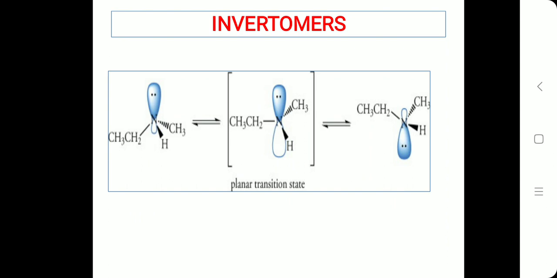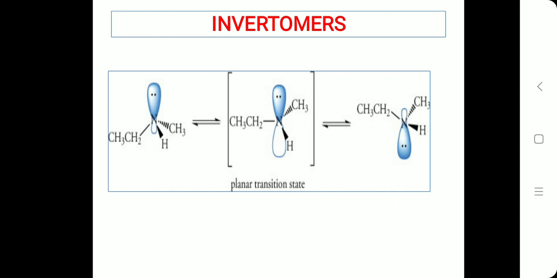So the diagrams on the left and right are a pair of invertomers. What is the meaning of an invertomer? Usually nitrogen, as we just studied, has a tetrahedral geometry, and it is sp3 hybridized, wherein the nitrogen has 3 substituents and 1 lone pair on it. Now this is similar to an umbrella.